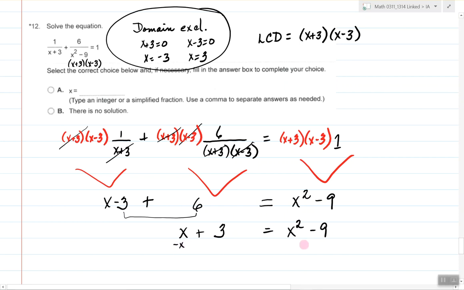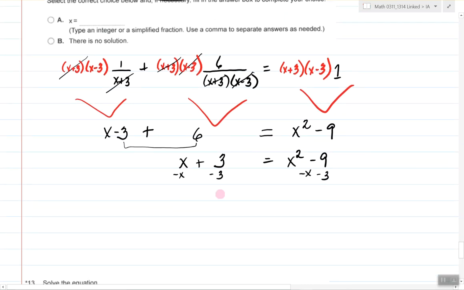Subtract x, subtract x, subtract 3, and I get 0 on the left is equal to x squared from here minus x from here, and then negative 9 and negative 3 gives me negative 12. This is a quadratic equation. In quadratic equations, the only technique we have for solving them right now is factoring.